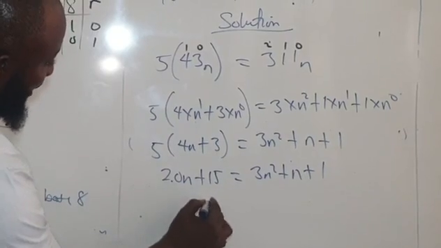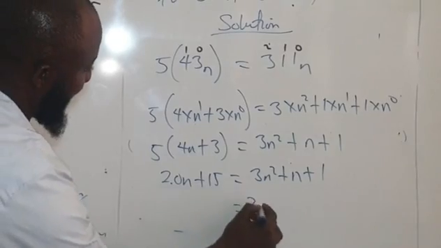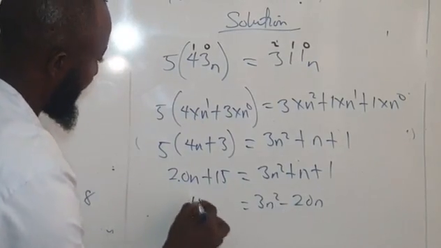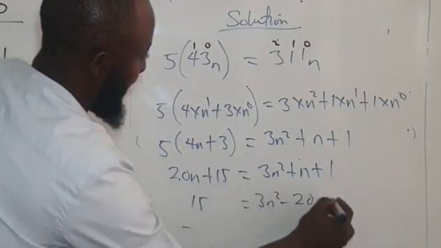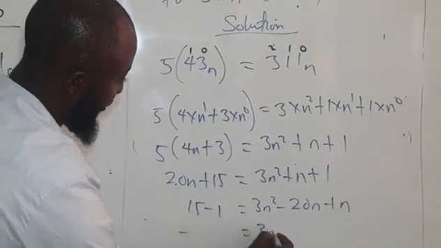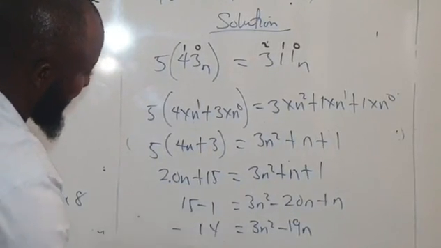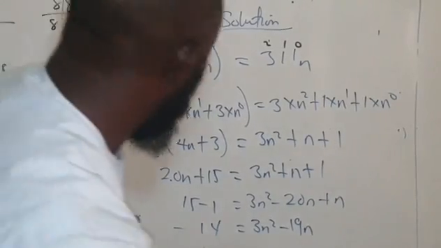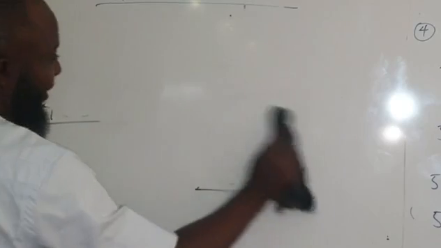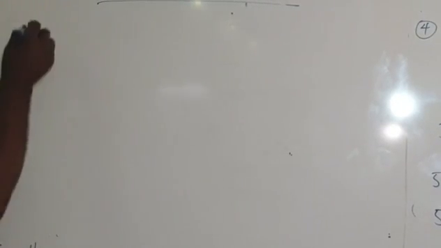So we can then collect like terms. So let's say 3n squared minus 20n, this is 15. This one will come here plus n, this will become minus 1. So we then have 3n squared minus 19n, then this is what? 14. So this will lead to a quadratic equation, right? We have done that, but we use that thing to explain now.